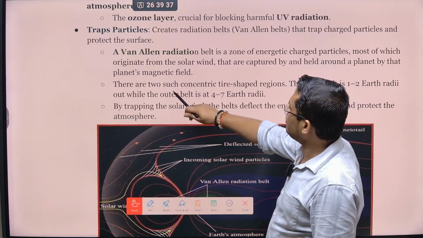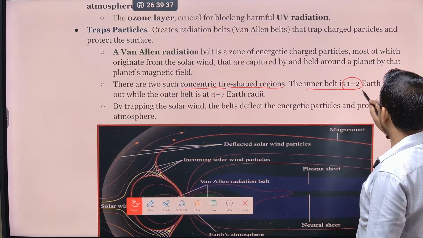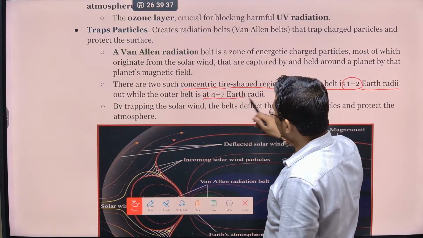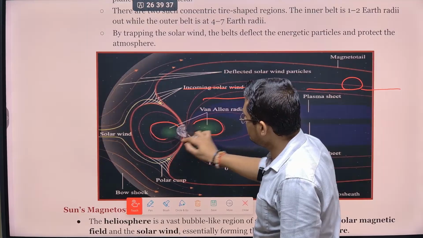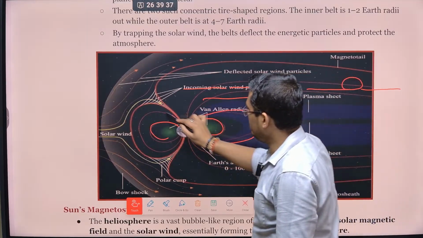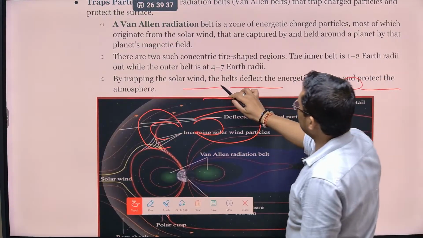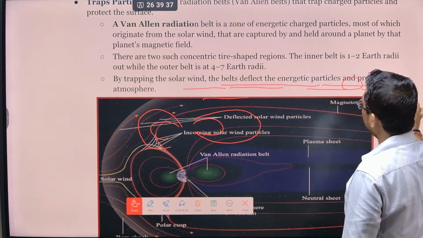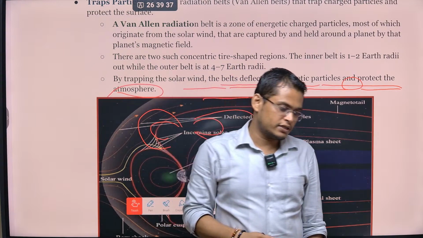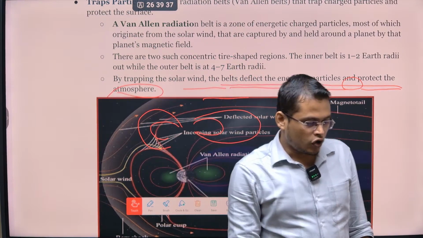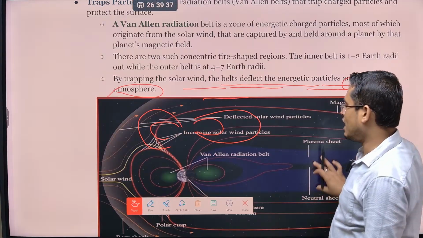So there are two such concentric tire shapes. The inner belt is at 1 to 2 Earth radii, and the outer is at 4 to 7. This is the inner radius of the Van Allen belt. This is the outer radius of the Van Allen belt. Please remember that. By trapping the solar wind, the belt deflects the energetic particles and protects the atmosphere. So we can say that the Earth's magnetosphere not only protects the atmosphere but also protects life on this Earth.